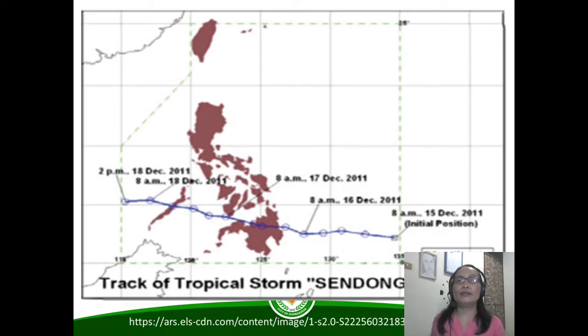A US NASA reported a day before the storm struck said Sendong was carrying almost the same volume of rainwater that Storm Ondoy dumped in Metro Manila in 2009. It was the world's deadliest storm of the year, killing more than 1,200 people and leaving 182 others missing. Sendong devastated 7 regions in the southern Philippines, leaving more than 2 billion pesos damages.